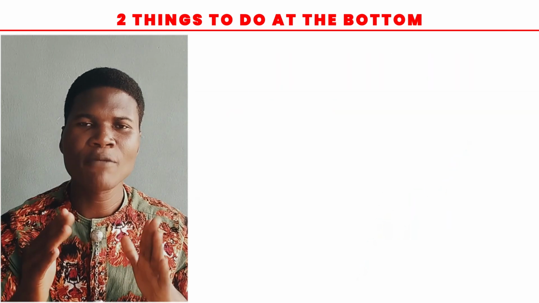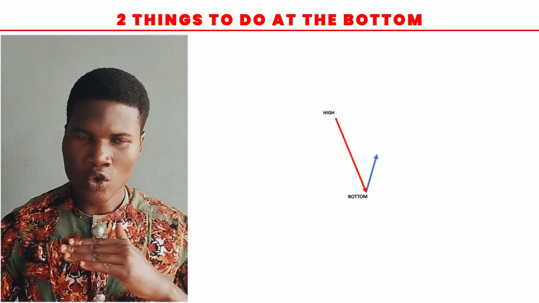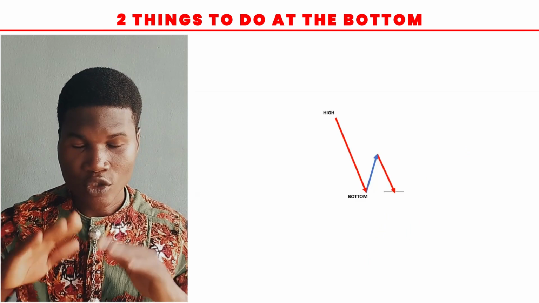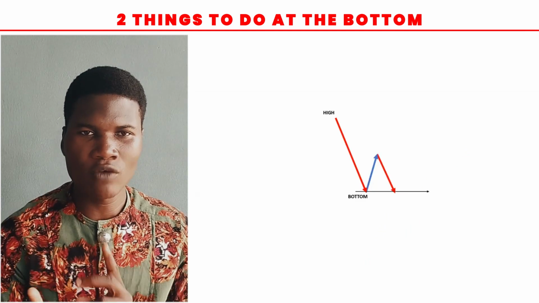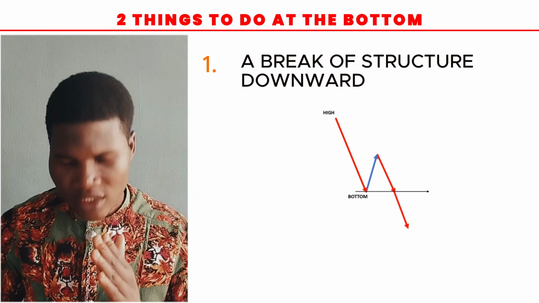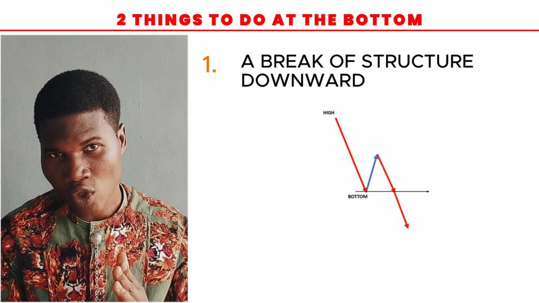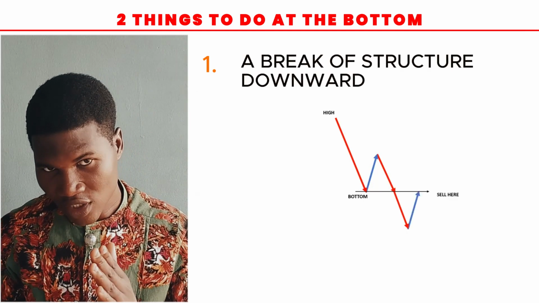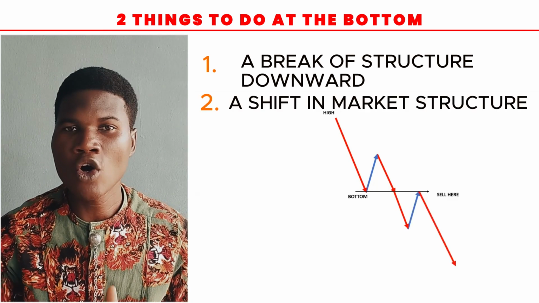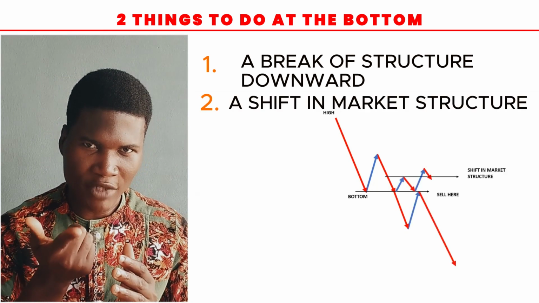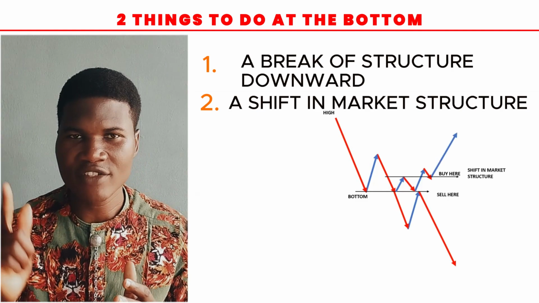So, if the market is also at a low, at a bottom, you wait and observe for either of these two. Either a break downwards, let it break the low, the bottom, break it downward for a continuation, or it creates a shift in market structure upwards for a reversal. Now, these things I just mentioned have other things you must look at before you can confirm which of them is about to happen.